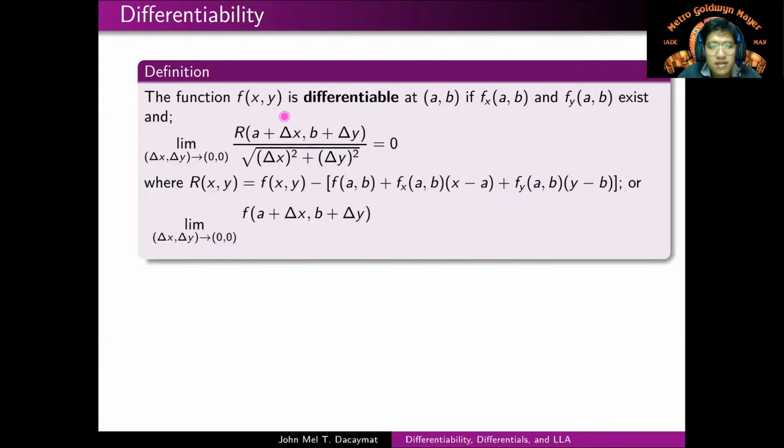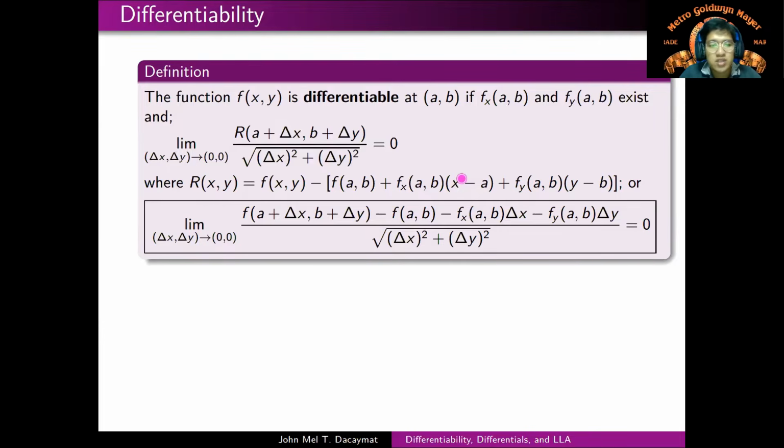So I will have f of xy becomes this. Then I will distribute the negative here. So I have minus f of ab minus f sub x of ab, x minus a. Since x now becomes a plus delta x, this becomes a plus delta x minus a, or just delta x, and then minus f sub y of ab times delta y, all over the same denominator. So this will be the form that we will be using for our discussion.